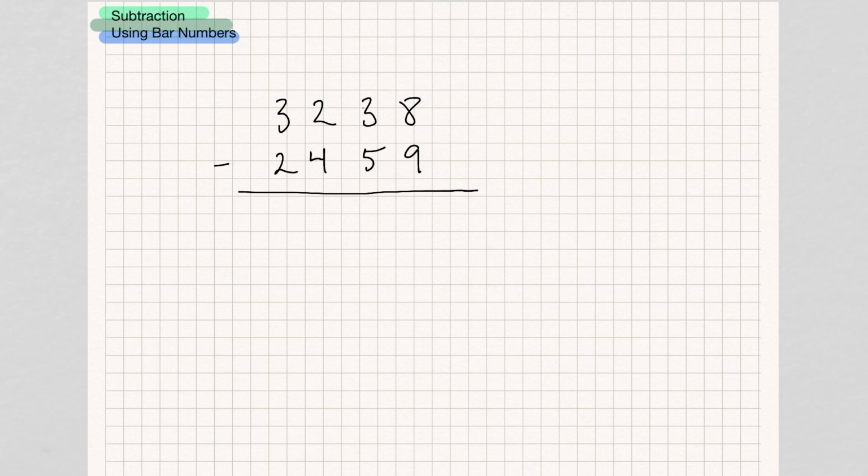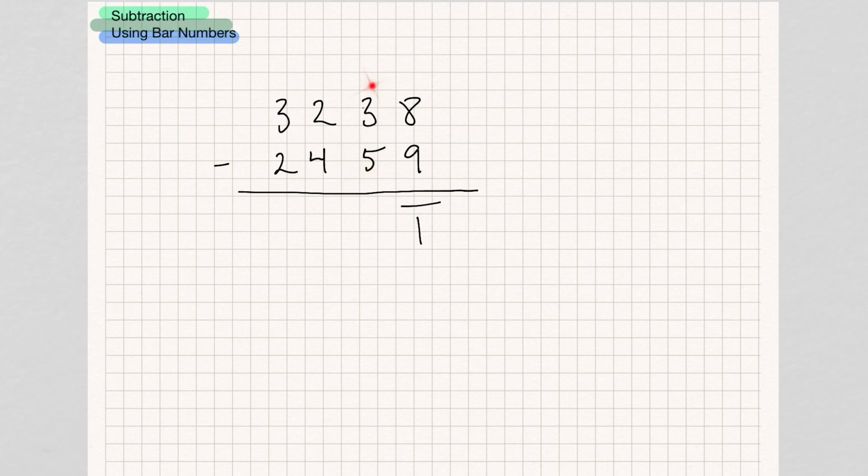Now we can't do 8 minus 9 without crossing out and borrowing. So instead of 8 minus 9, we're going to do 9 minus 8. 9 minus 8 gives us 1. So we write down a 1 and put a bar above it.